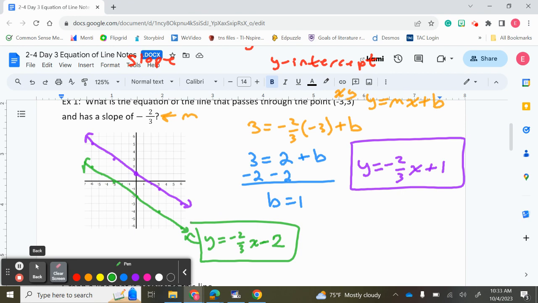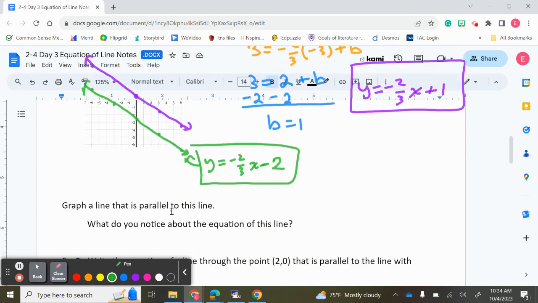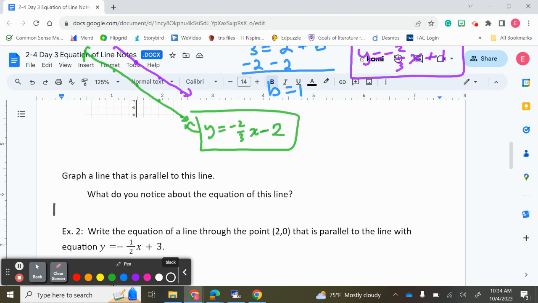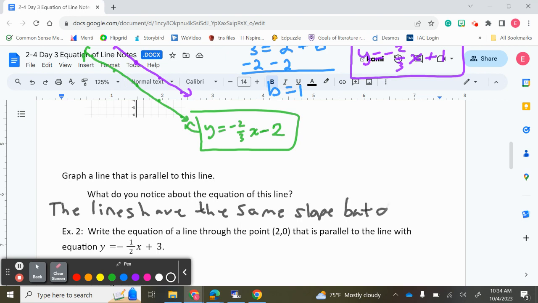They're definitely parallel because they have the same what? Same slope. They have the same slope, but different what? Y-intercepts, yeah. So that's what you're going to write down. So what do you notice? The lines have the same slope, but different y-intercepts.